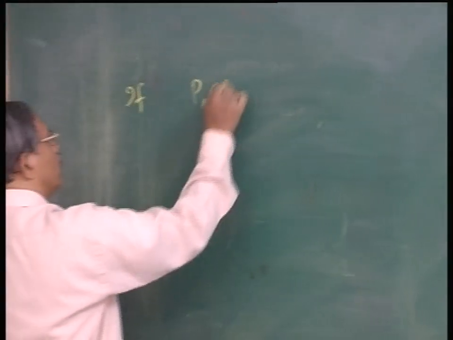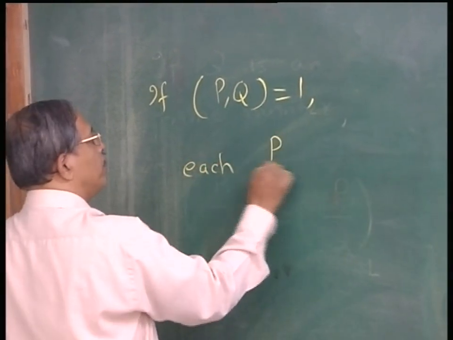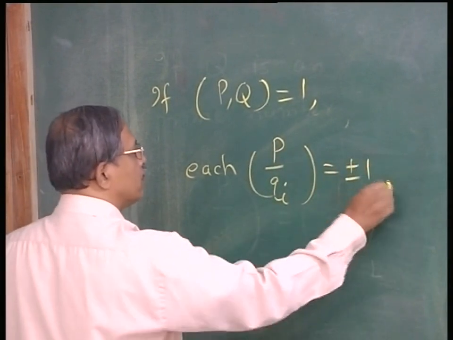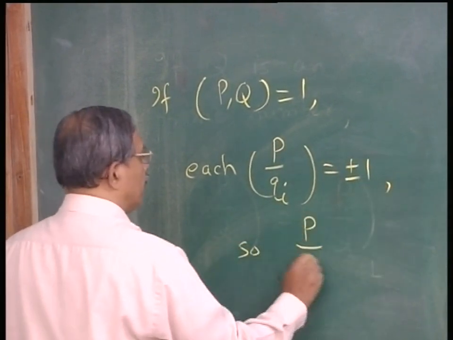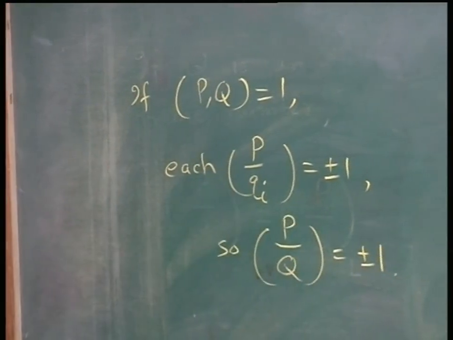If the GCD of P and Q is equal to 1, each (P/qi) is equal to plus or minus 1. So (P/Q) is plus or minus 1. That proves this property.